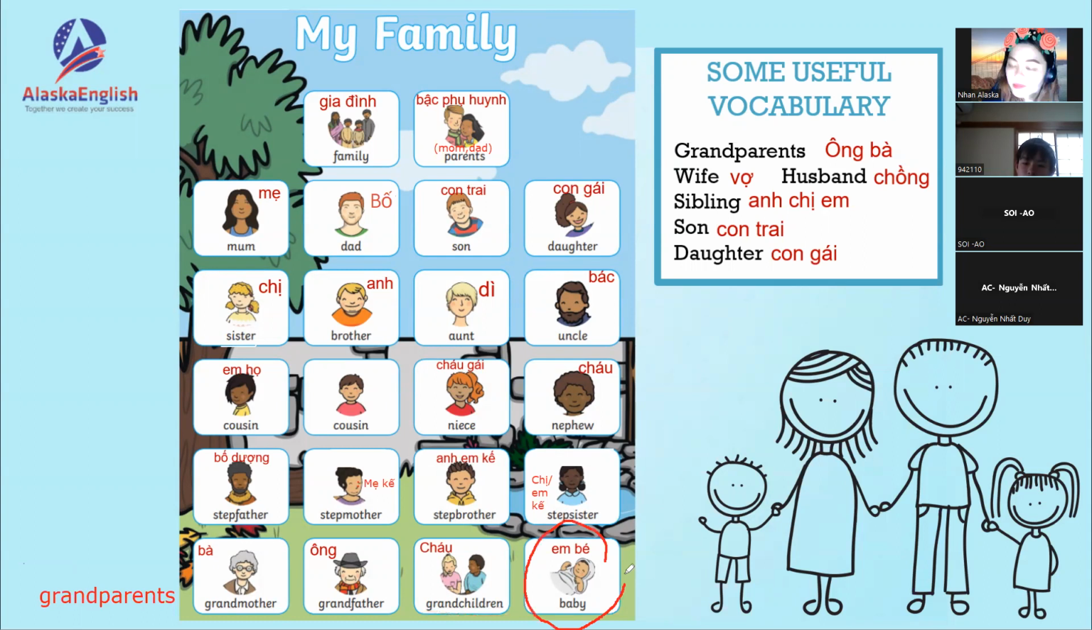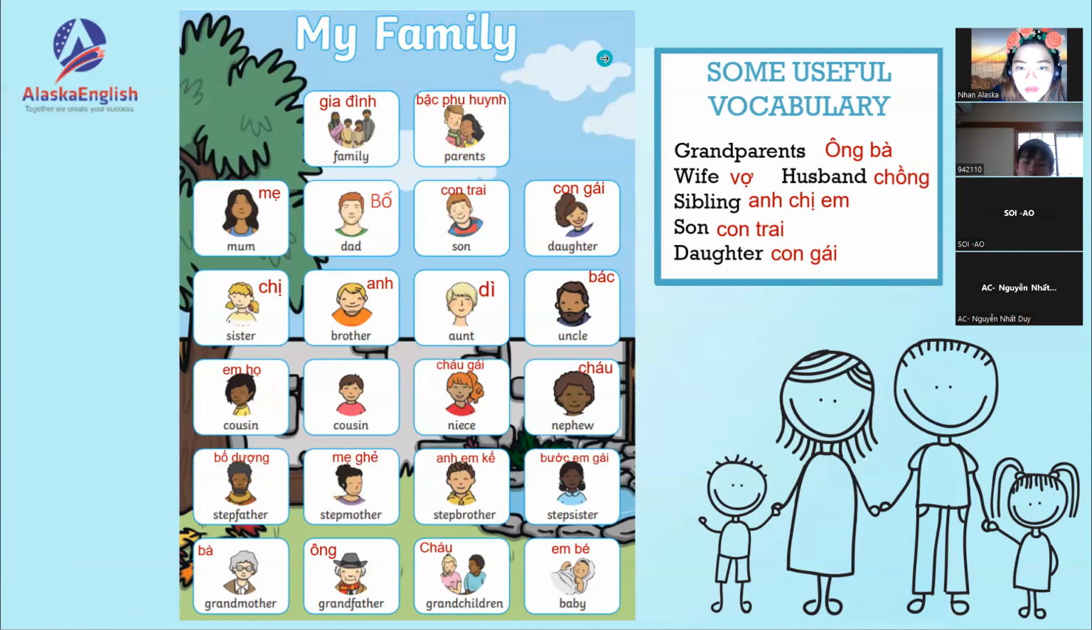Next is baby. All right. Next we have wife, husband. All right. So whenever you are referring to your brother or sister, we call them sibling. In your case, you don't have a sibling because you're an only child, right? You are the only son of your mom and dad. So you are an only child. So you don't have a sibling.